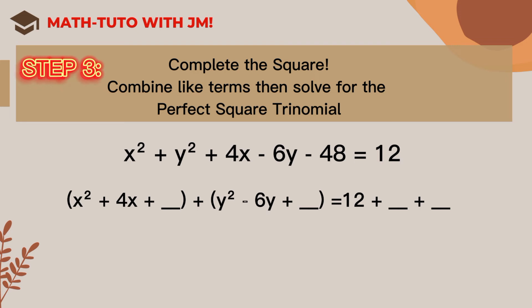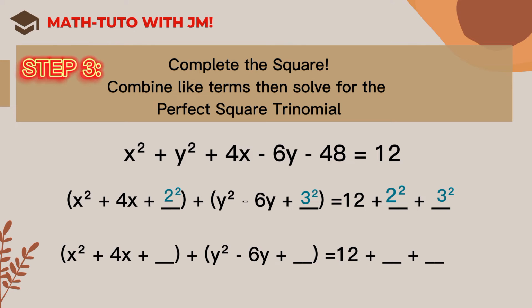In finding the PST, you need to divide the coefficient of each middle term by 2, and then you square it. So 4 divided by 2 is equal to 2 squared. 6 divided by 2 is equal to 3, and then squared. And then you'll add the PST of both terms to the right side. So it will now be 12 plus 2 squared plus 3 squared.